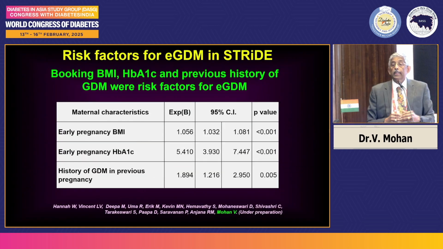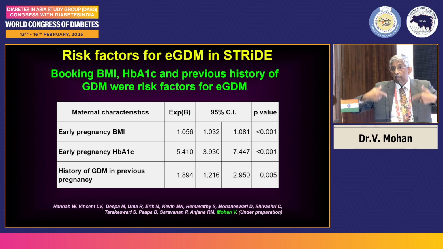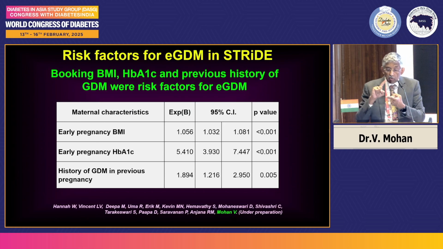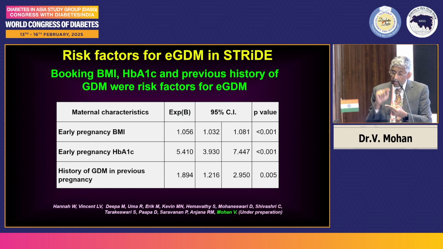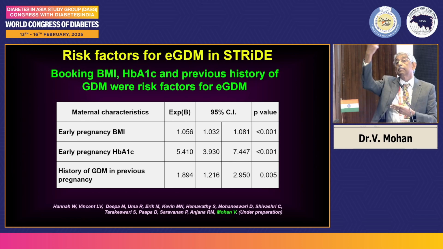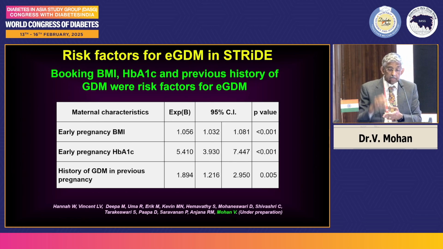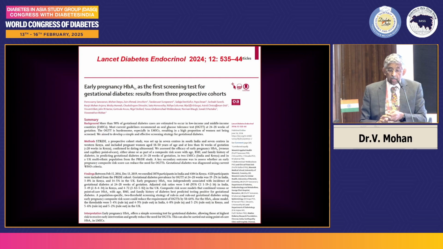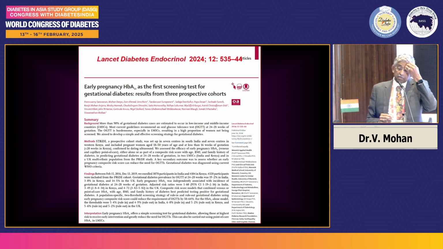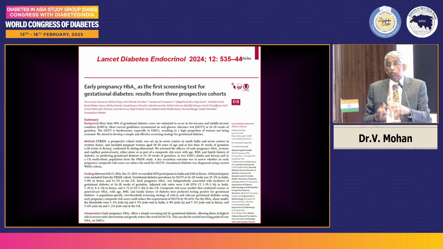Now we are able to look at the risk factors. Who are these women who develop this early GDM? Those who had higher BMI, those who had higher A1C, and those who had GDM earlier in a previous pregnancy. These were the risk factors. A series of papers of STRIDE are being written, but the first one was published last year in Lancet Diabetes. And here what we tried to do was, we set out with the question, how can we predict who will develop late GDM? That is the whole idea behind doing STRIDE.